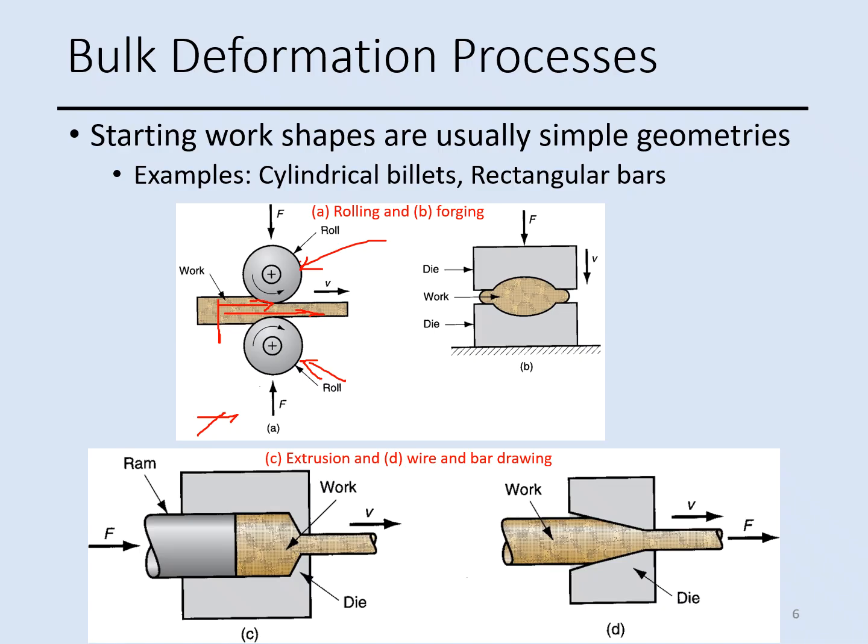Then we have the forging process in this picture. In forging, we have a workpiece that is compressed between two opposing dies. This is one die, and this is another die, and the force is applied from up toward down.